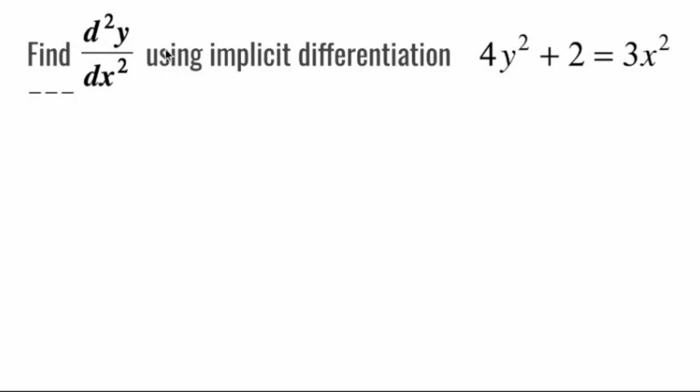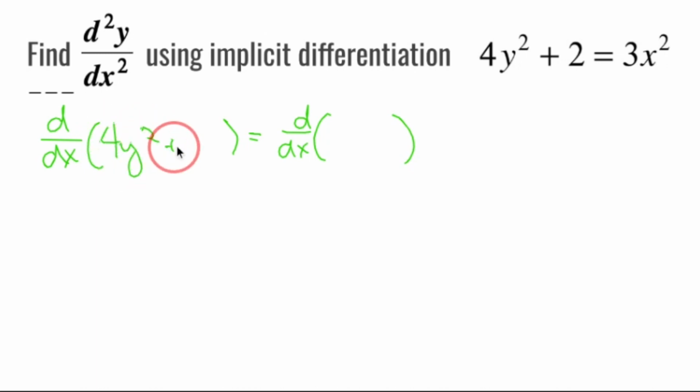Find the second derivative using implicit differentiation. All right, well, let's take the first derivative. Take the d/dx of both sides. When you do implicit differentiation and you take the derivative with respect to x, you just take the derivative normally for many of these. However, I'm writing and talking at the same time.